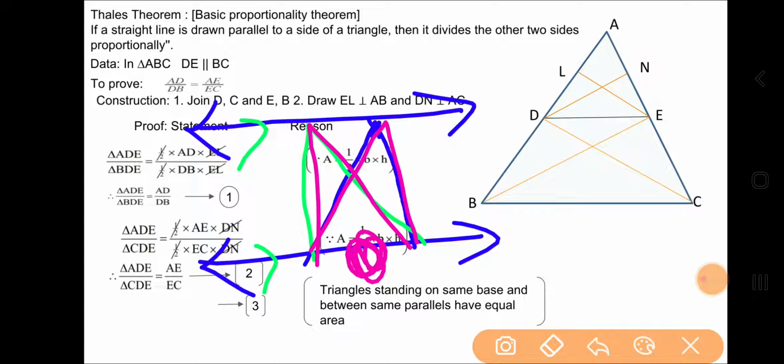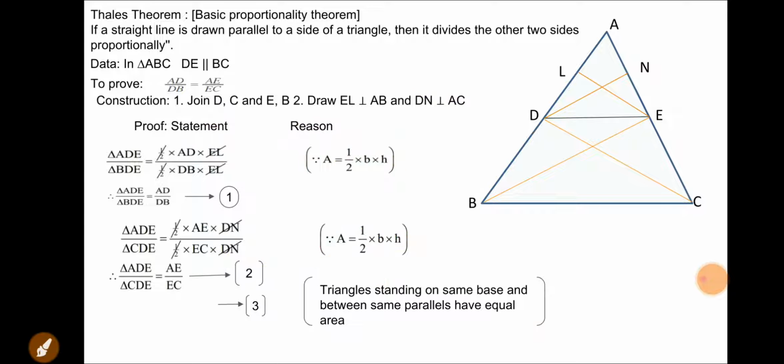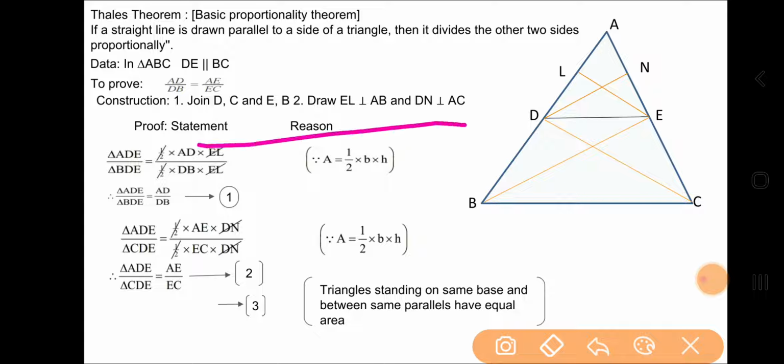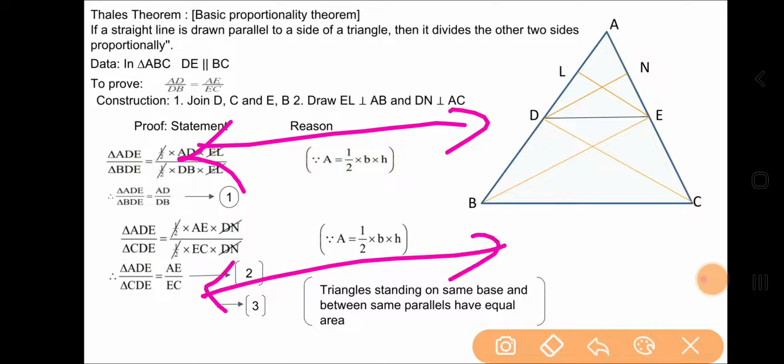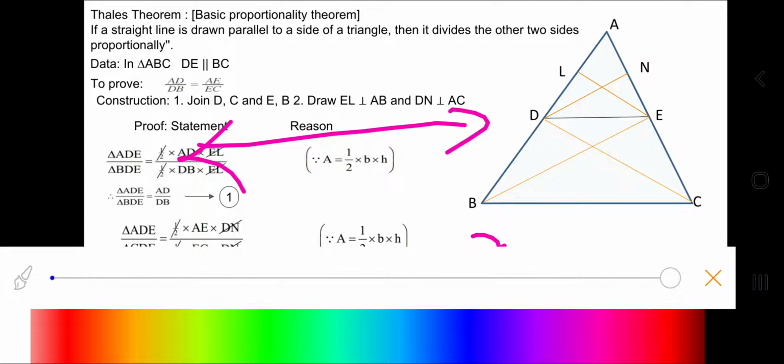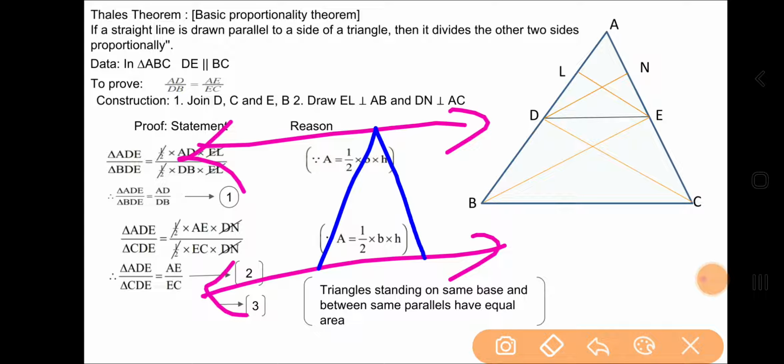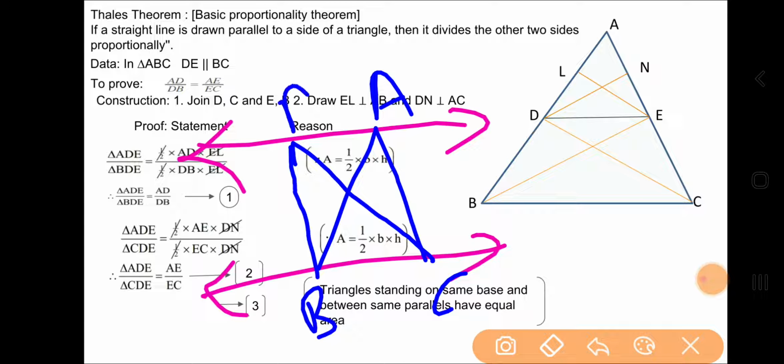So that theorem states that if two triangles are standing on the same base and between the same parallel lines, see what we have drawn. Suppose it is A, B, C and D is here. So you can see that there are two triangles which are standing on the same base, BC, between the two parallel lines.